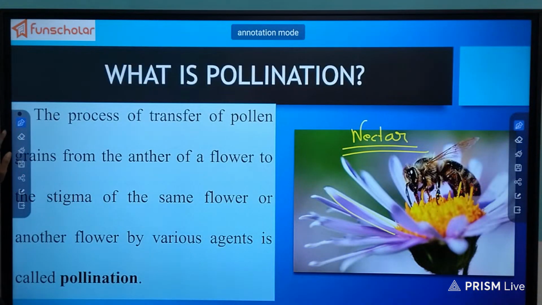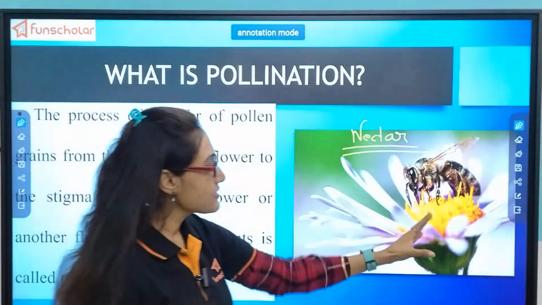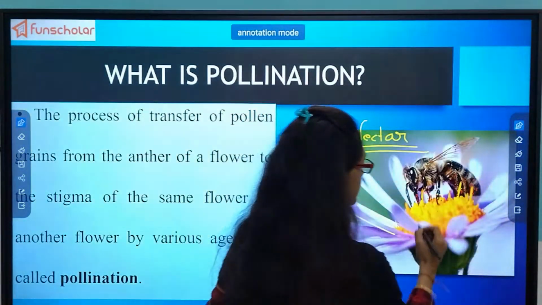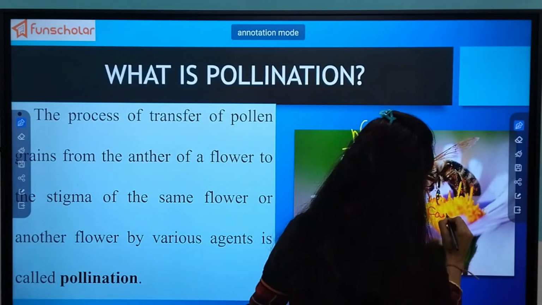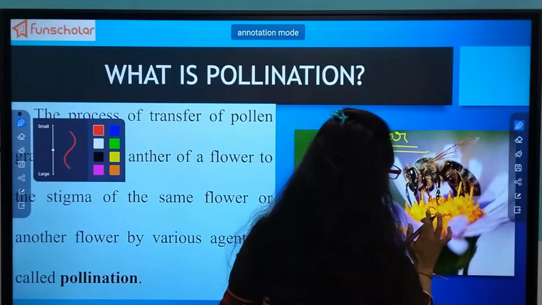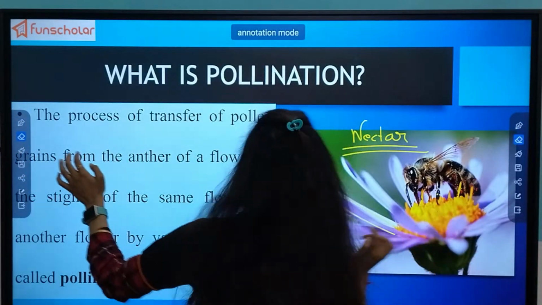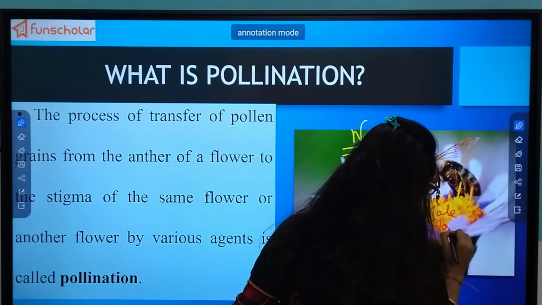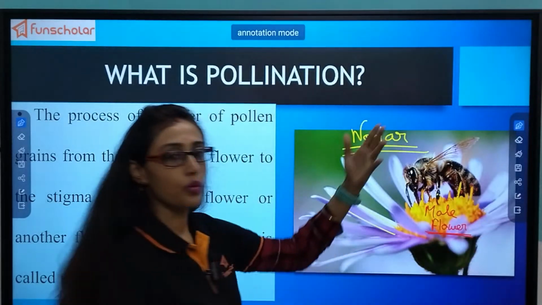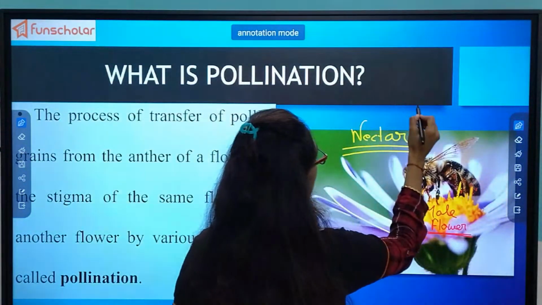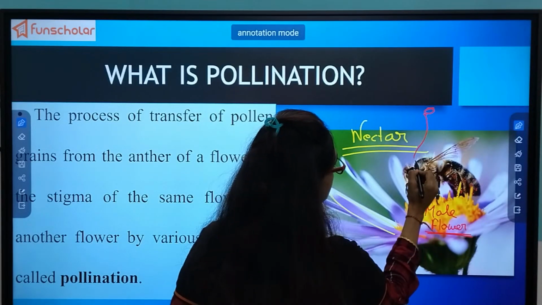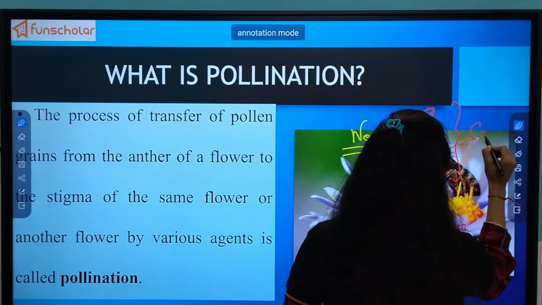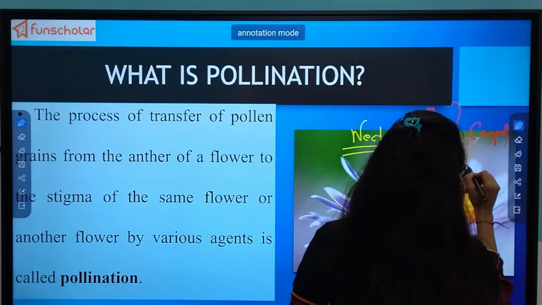Now, what happens? After it has sucked the nectar from here, it will fly away to another flower. Suppose let us consider this is the male flower. Now it will go to a female flower which will contain this flask-like structure which is known as what? Carpel or pistil.